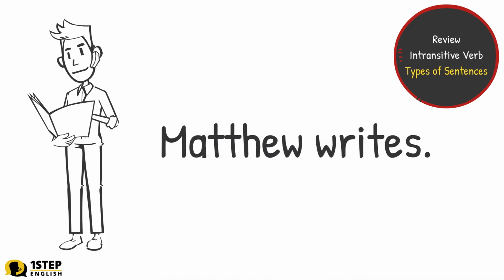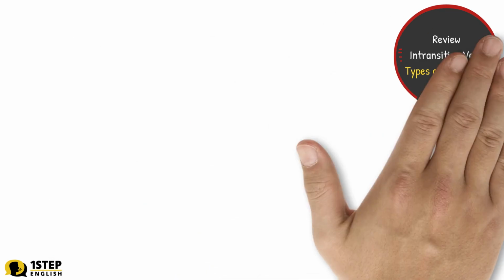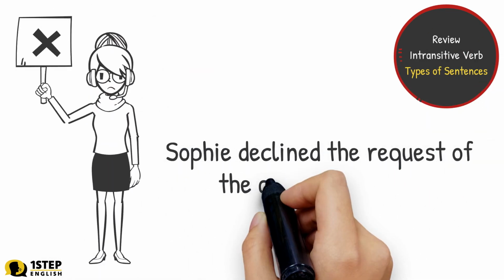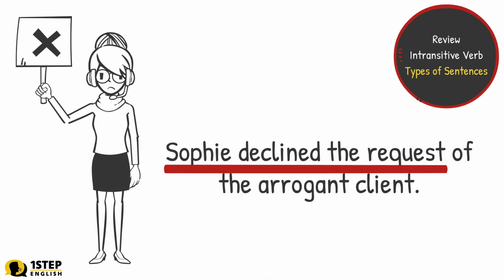Matthew writes. Take note that a simple sentence can be formed using an intransitive verb. Note that an intransitive verb does not take a direct object, or who or what received the action. Sophie declined the request of the arrogant client. Take note, a simple sentence can be longer than 3 words. Simple sentences are not limited to 1 or 5 words.